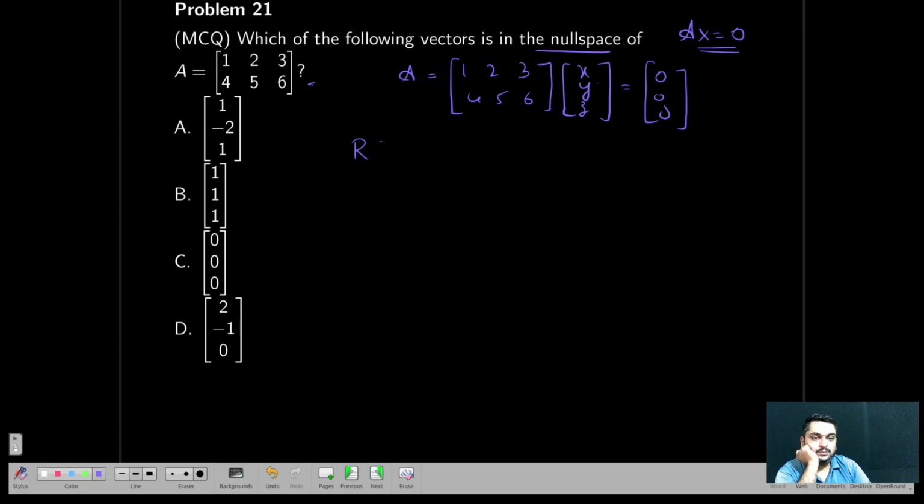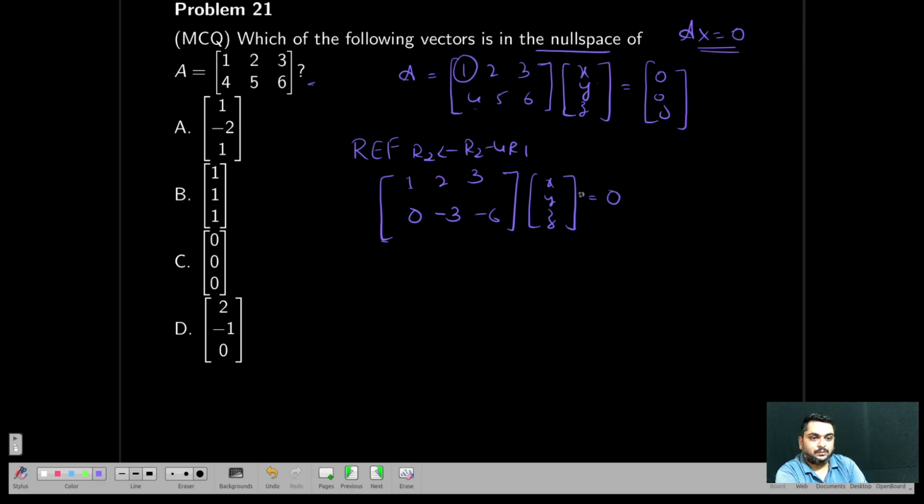So try to convert into row echelon form. So this will be 1 2 3. This is my pivot element. Try to make this 0. That is, I will perform R2 is R2 minus 4R1. This concept, with examples and problems, I have already explained in the matrices and linear algebra videos. So please go through it if you don't know how to convert it to REF. So 0, 5 minus 8 is minus 3, and 6 minus 12 is minus 6. X, Y, Z equal to 0.